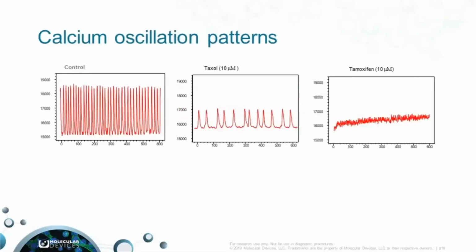The other thing you can see is control versus Taxol and tamoxifen, which were two of the compounds you just saw on the screen previously, that showed a difference from control in their calcium oscillation pattern. So you can see there's some correlation between changes.